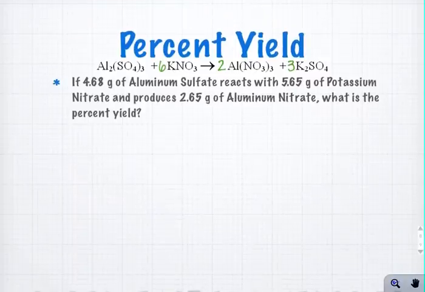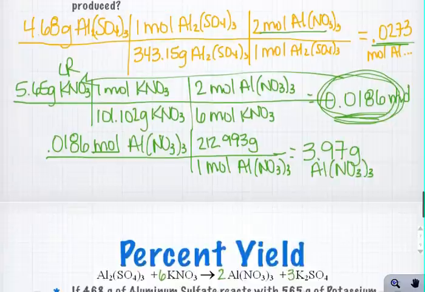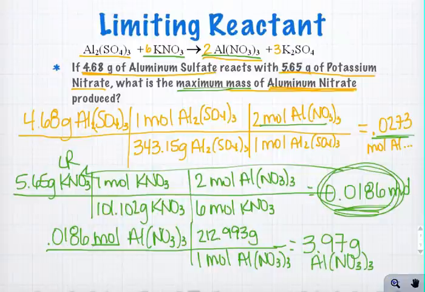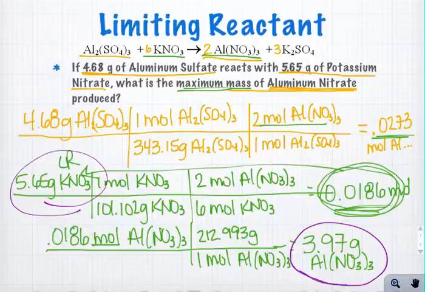So same exact numbers as what we had on the last calculation where we were calculating limiting reactant of 4.68 grams of aluminum sulfate reacting with 5.65, where we calculated out that the limiting reactant was in fact the potassium nitrate and that it should produce 3.97 grams. That's the theoretical yield.